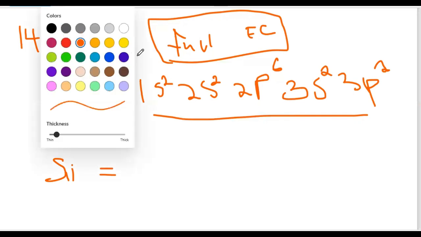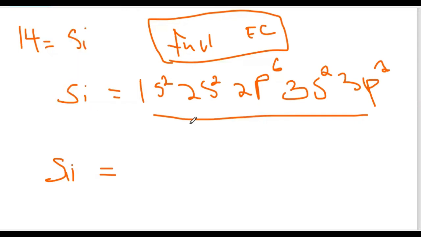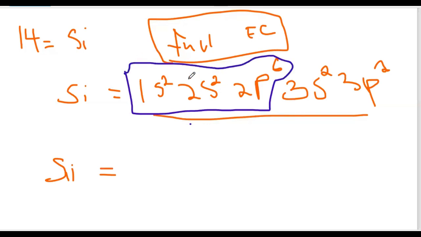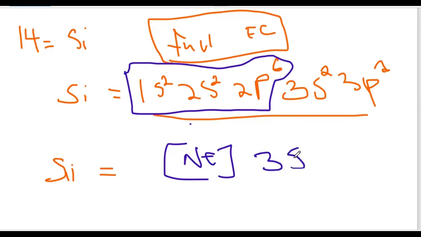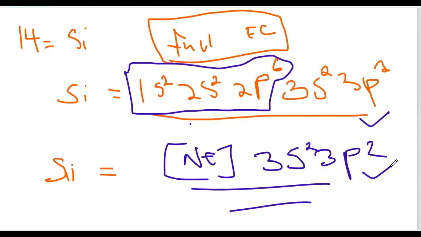These first 10 electrons are the electron configuration for neon. Neon is a noble gas, so that part you're going to represent with neon. You write Ne, meaning that is our neon. Then write whatever you have outside. So this is the full one, and this is the noble gas one.